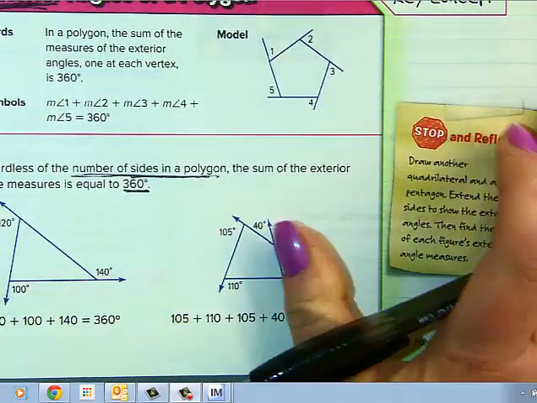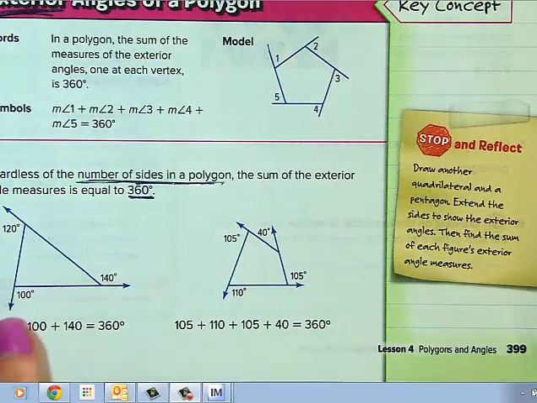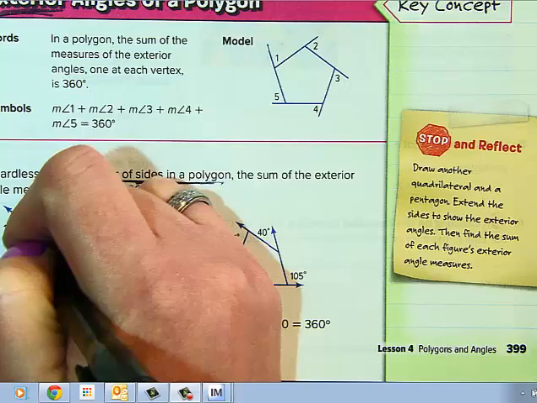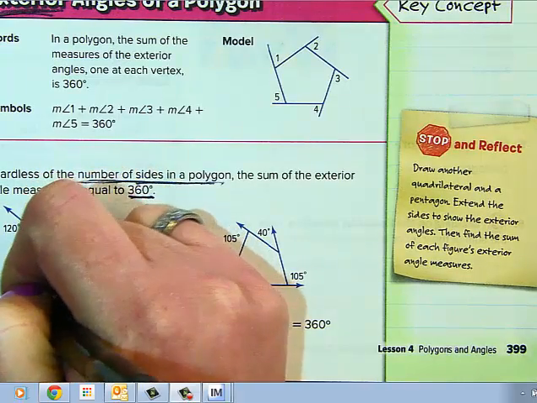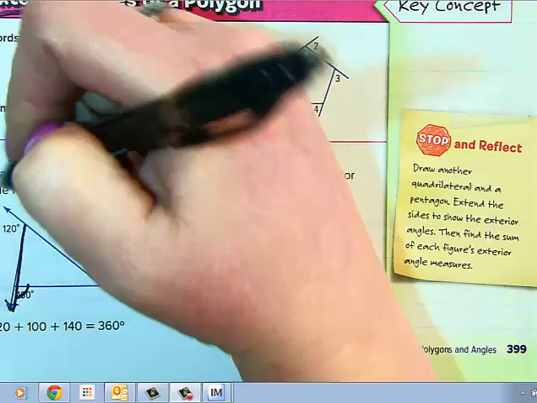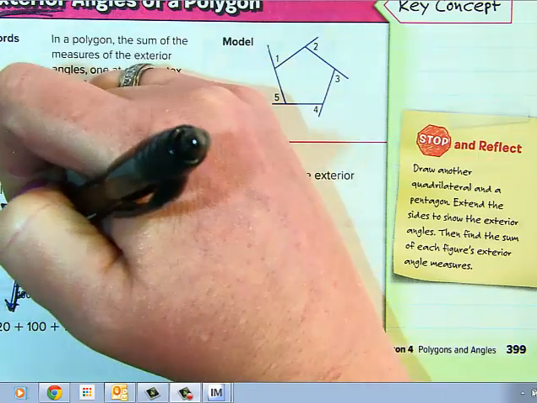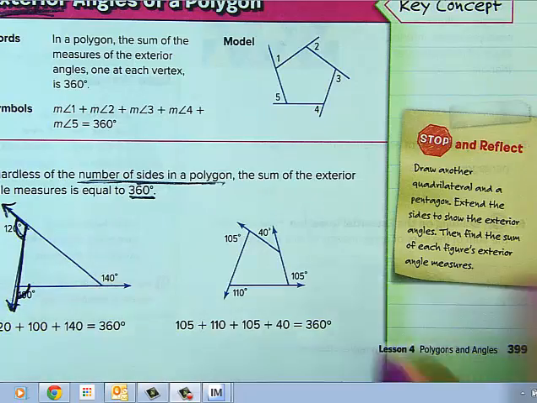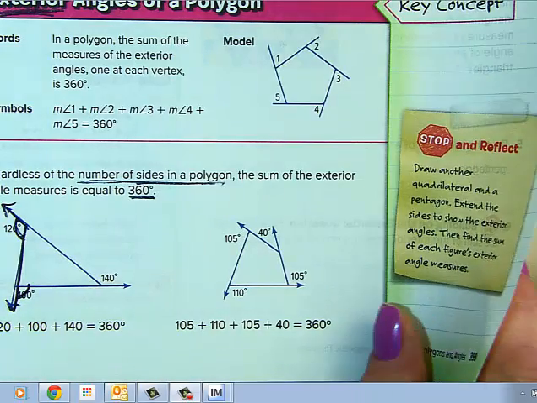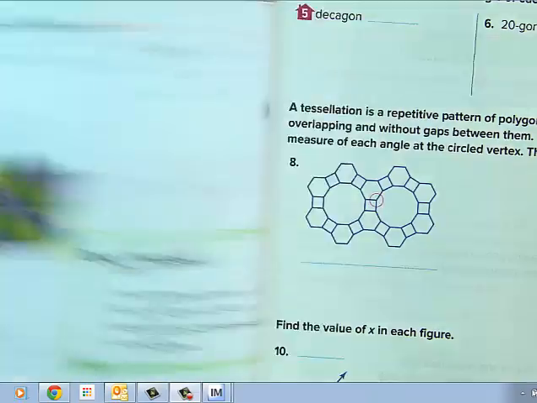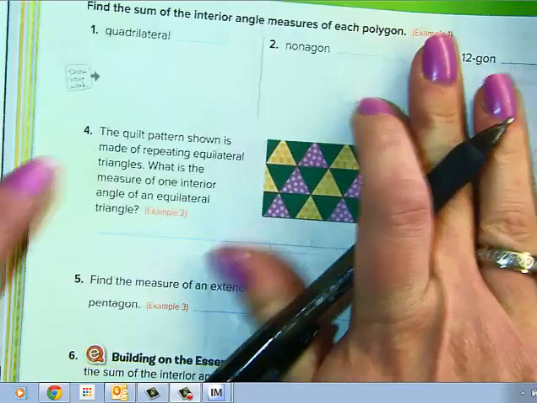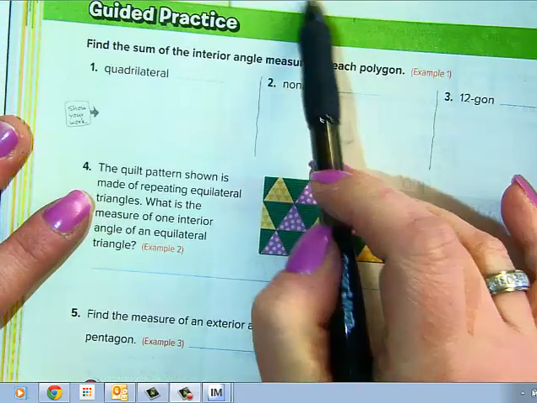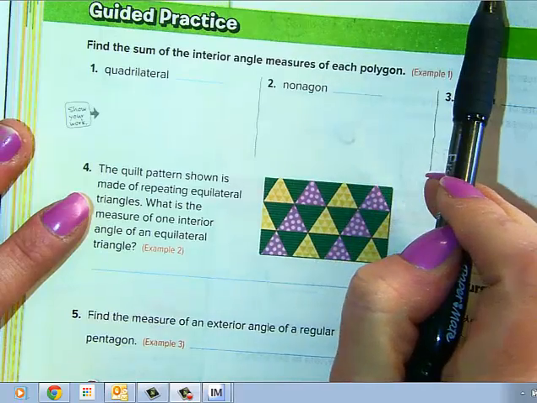So if it's a triangle, remember the outside angles are where if I extend this line, it's going to be this angle right here. If I extended this line, it's going to be this angle right here. So the outside angles, the ones that are not inside the figure, are going to equal 360. So let's do an example of that. It says find the measure of an exterior angle of each regular polygon.